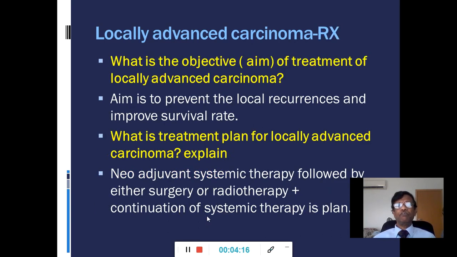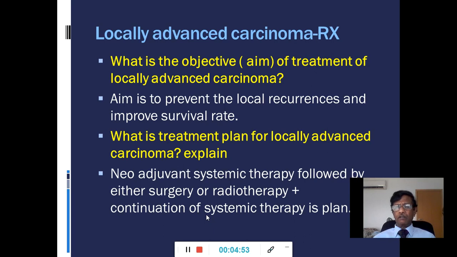What is the objective of treatment of a locally advanced carcinoma? What is the aim of treatment? The aim is to prevent the local recurrences and improve the survival rate. Good. So our main aim is to prevent the local recurrences and improve the survival rate in a locally advanced carcinoma. What is the treatment plan for a locally advanced carcinoma? Neoadjuvant systemic therapy followed by either surgery or radiotherapy plus continuation of the systemic therapy is planned. Yeah.